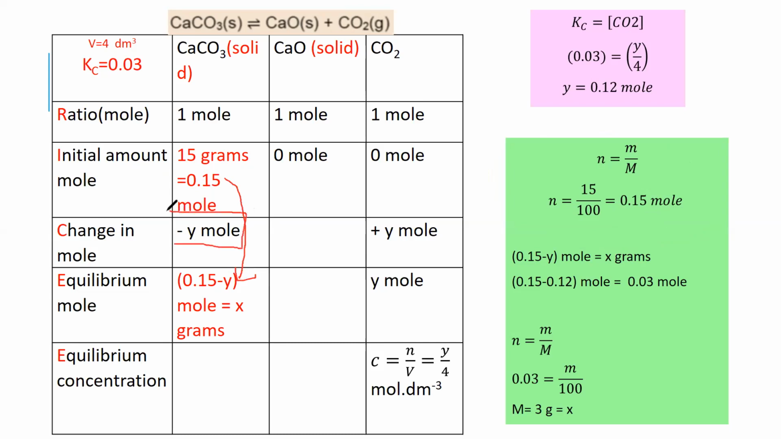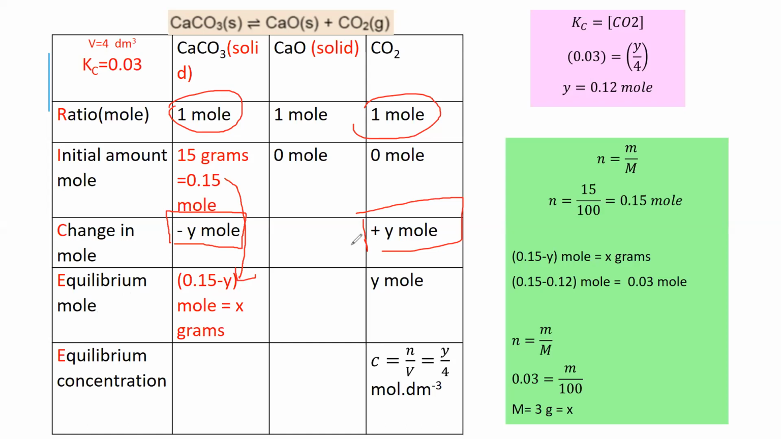mole of calcium carbonate is used, and then Y mole of carbon dioxide will be produced. And what is the mole ratio between these two? 1:1. Imagine that we don't know how much is used, that's why we call it Y. Which means that 0.15 moles minus Y moles, the equilibrium number of moles is going to be 0.15 minus Y moles.